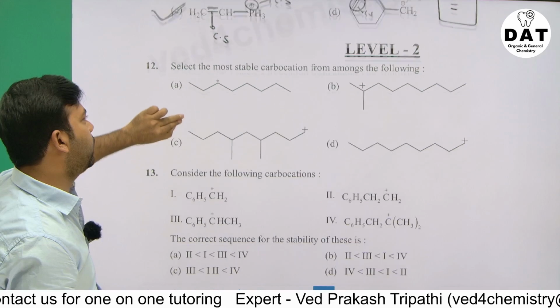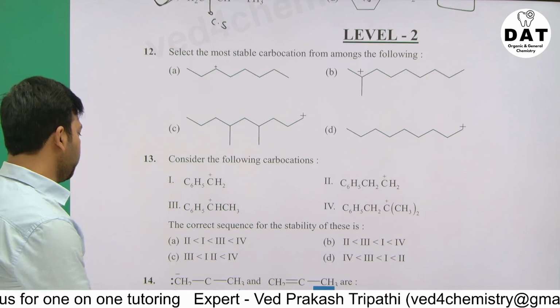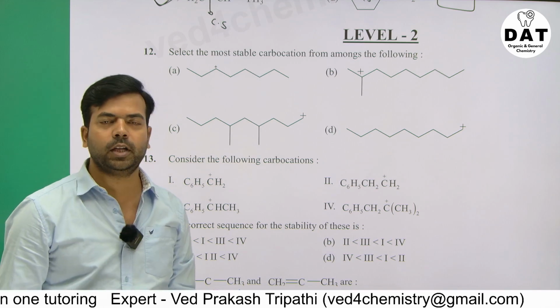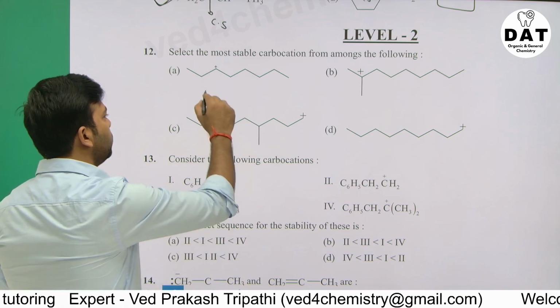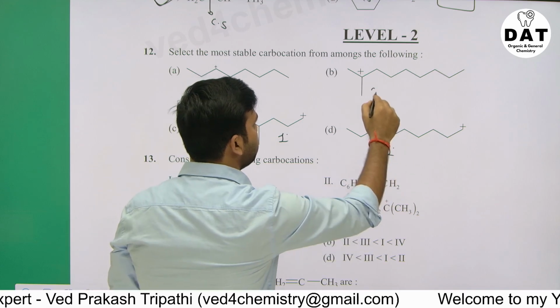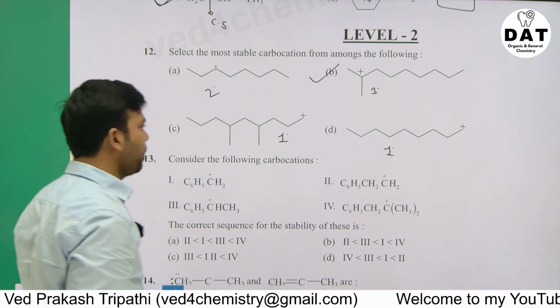The most stable carbocation from among the following. Again we can say here tertiary is more stable than secondary, than primary. So this is secondary, this is primary, this is primary, and this is tertiary. So the right choice will be B.